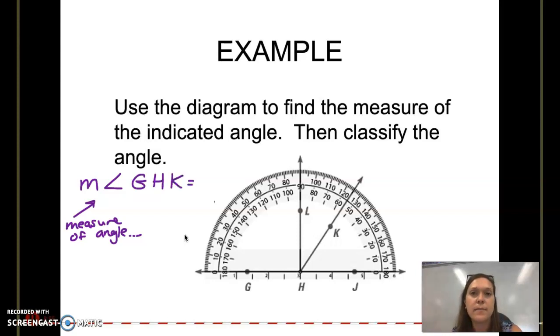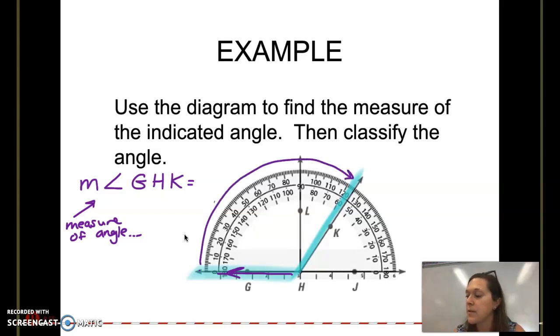What do you think it is? Hopefully you said your answer was 125 degrees. Let's look at that. So angle GHK is this angle right here. Notice my initial ray is pointing to the left. So where do I have 0 on the left-hand side? On the top set of numbers. So I'm going to follow the top set of numbers and see where it crosses. And we're crossing exactly between 120 and 130. So that's 125 degrees. How would we classify that? Is that acute, right, obtuse, or straight? Hopefully you said that it is obtuse.